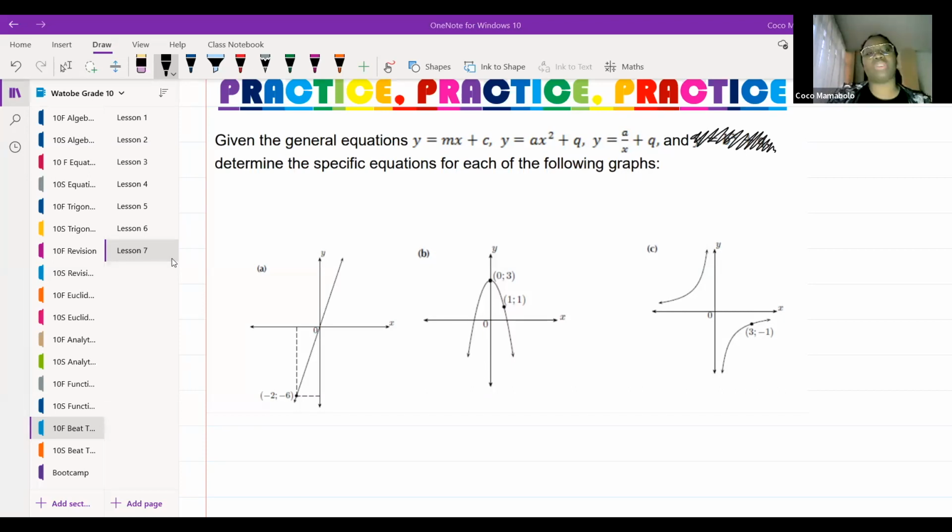It says here, give the general equations. y is equal to mx plus c, y is equal to ax squared plus q, and y is equal to a over x plus q. So what this tells us is we have got a straight line graph, we've got a parabola, and we've got a hyperbola. And we need to figure out how to put the equation of these together, right?